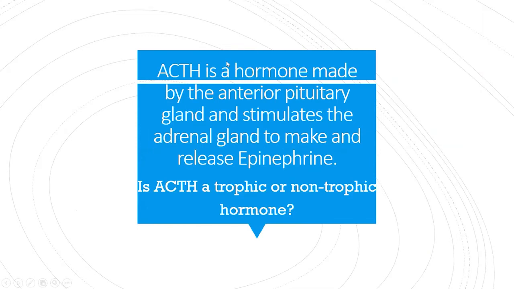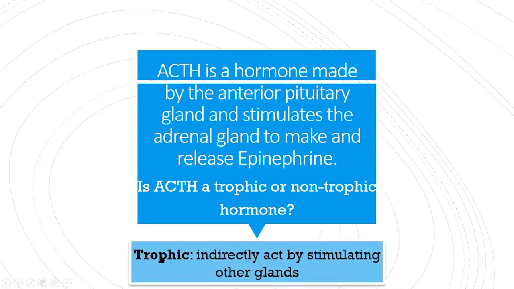All right, so I'm going to ask a quick question. ACTH is a hormone made by the anterior pituitary gland and stimulates the adrenal gland to make and release epinephrine. Is ACTH a trophic or non-trophic hormone? This is a really good test exam question, because you don't have to know what ACTH is, but it will tell you in here whether it's trophic or non-trophic. So I'll pause, give you a second to think about it.